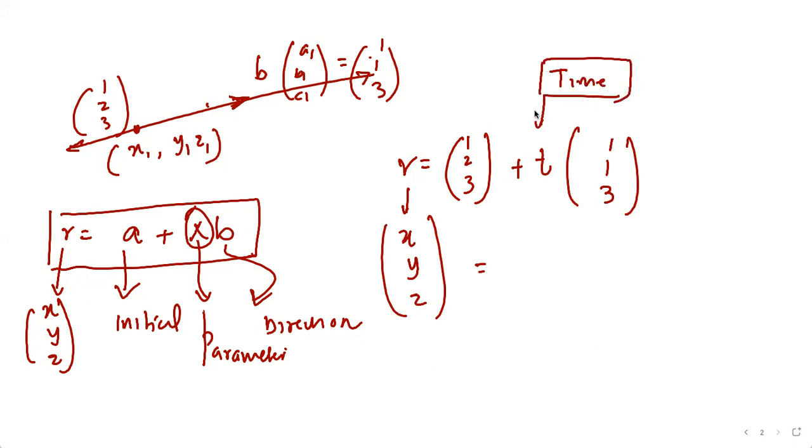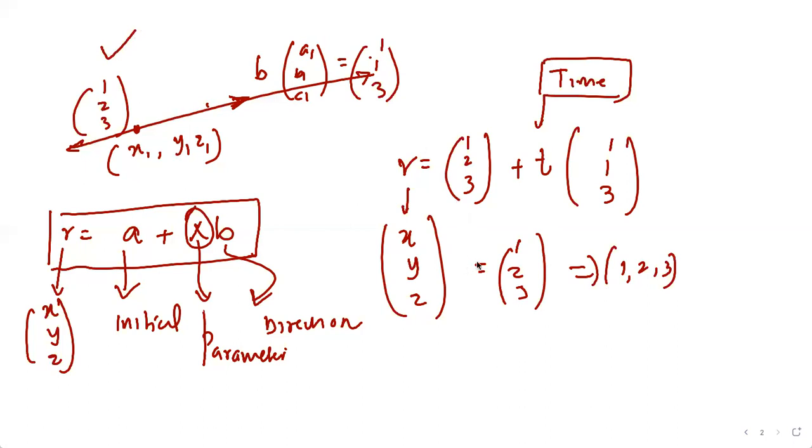So most of the time in real-world examples, t or lambda is the time too. So x, y, z is (1, 2, 3) plus t times (1, 1, 3). If I take, let's say, what's the initial coordinate? In that case, I plug t as 0. So it'll be (1, 2, 3) itself. So the initial coordinate is at (1, 2, 3), which is very obvious.